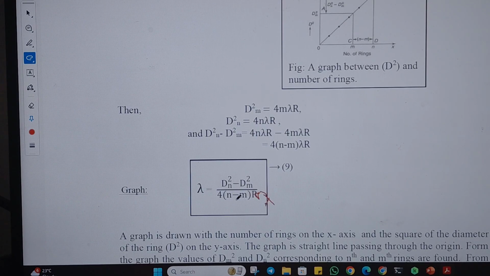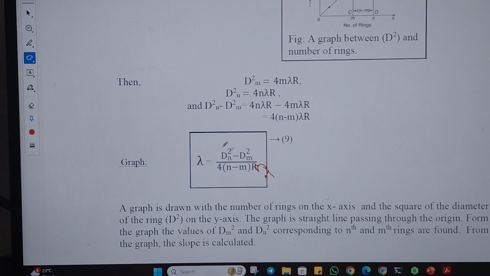Here it is, 4 into n minus m into R. So this is the wavelength of the monochromatic light from the diameters.